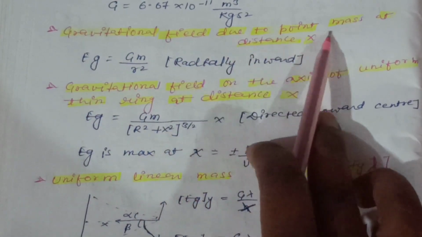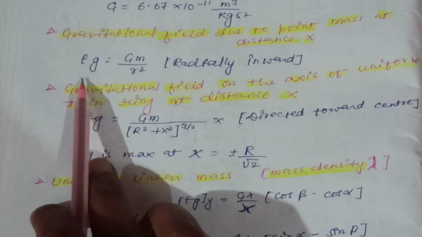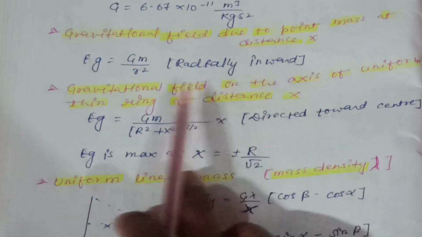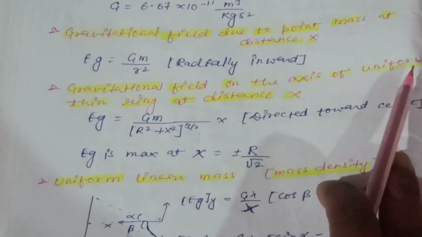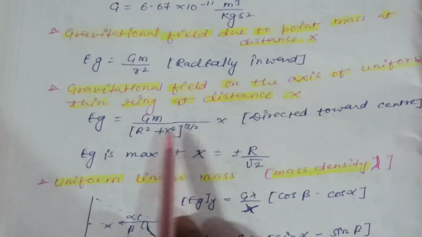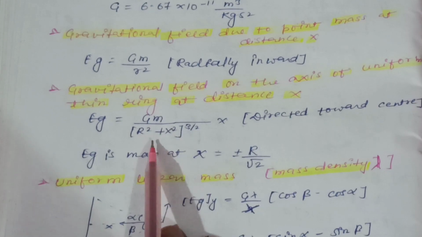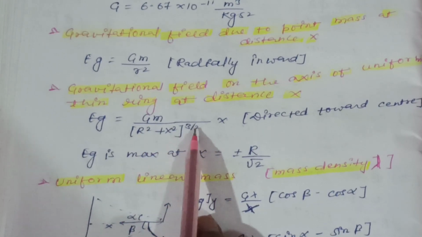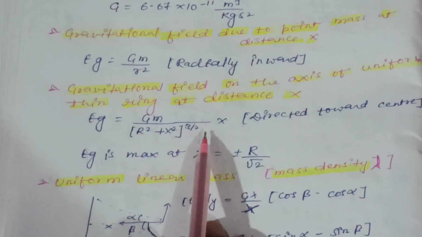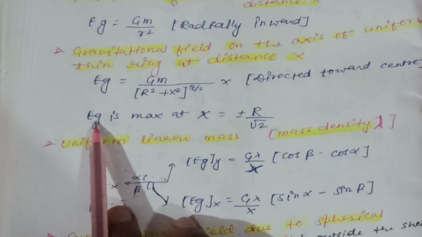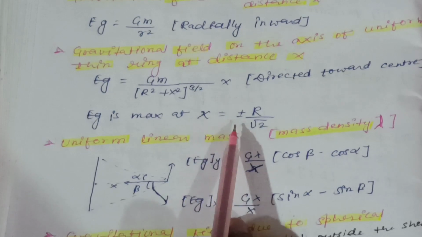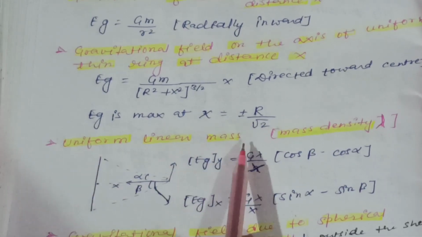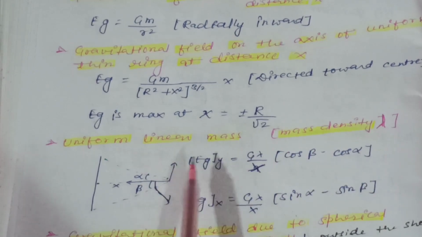Gravitational field due to a point mass at distance r: Eg = GM/r², radially inward. Gravitational field on the axis of a uniform thin ring at distance x: Eg = GMx / (R² + x²)^(3/2). Eg is maximum at x = ± R/√2.